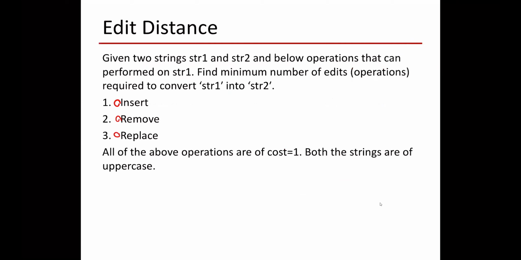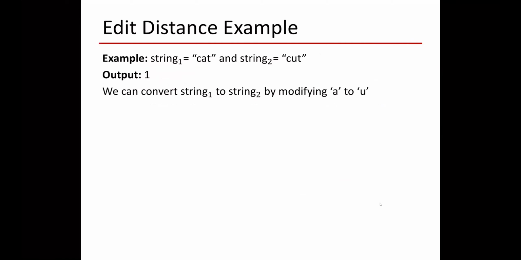So for all of the above operations, the cost is 1, and both strings are all uppercase. So we simplify the problem. Then we can solve it together and solve it in an algorithmic way. Okay, so let's try to solve this. String 1 is cat, string 2 is cut. What's the edit distance of these two?